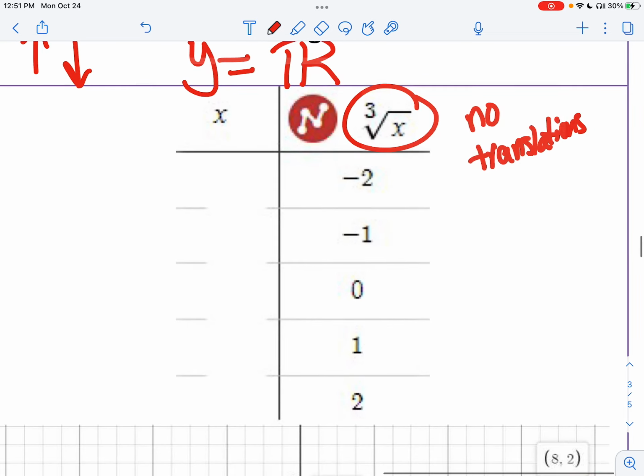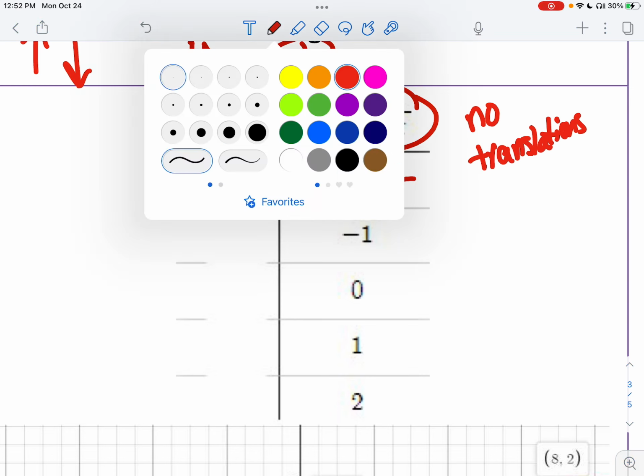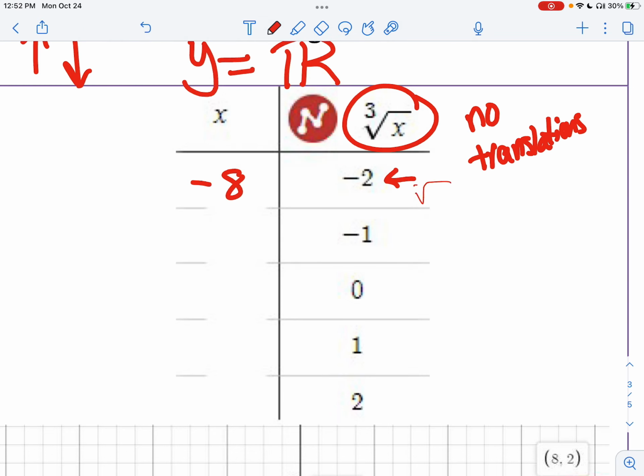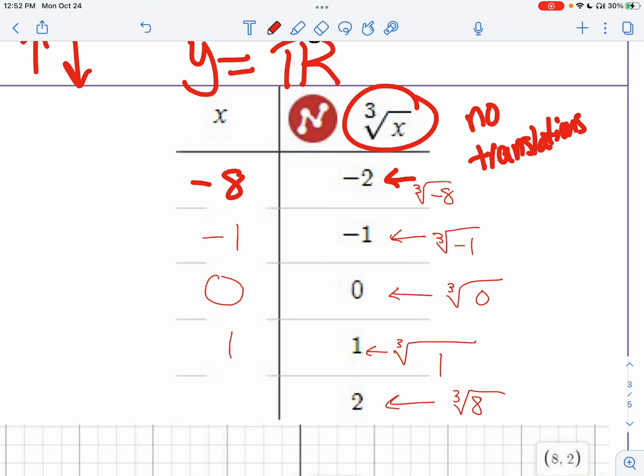So what's easy to take the cube root of? Perfect cubes. It is easy to take the cube root of perfect cubes. What would give you -2? The cube root of -8. So if I wanted to fit this in here nice and small, I could do the cube root of -8, and that would give me a beautiful -2. What would give you -1? Hopefully you know the cube root of -1 is what you should plug in. What would give you a perfect 0? The cube root of 0. What would give you a +1? The cube root of +1. And what would give you a +2? The cube root of +8.